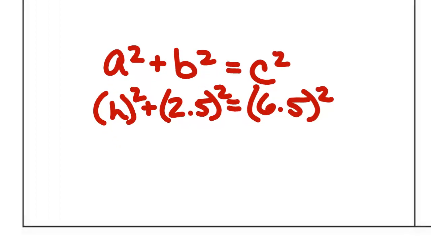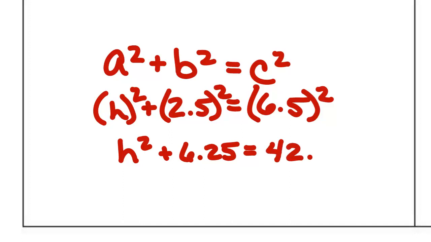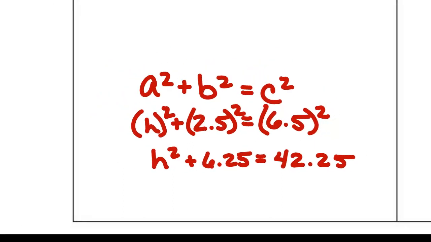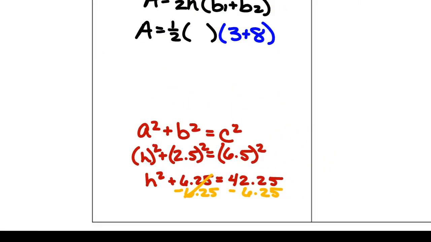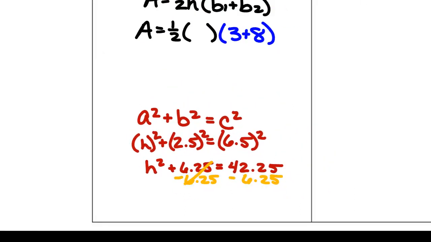So now I need to grab my calculator and start squaring some pieces. I have H squared plus 2.5 squared comes out to be 6.25. And 6.5 squared comes out to be 42.25. So then I subtract 6.25 from both sides. What is 42.25 minus 6.25?